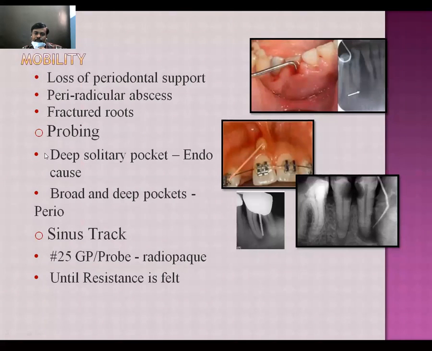So whenever you probe, solitary periodontal pockets are present in endodontic cases. If the pockets are broad and deep, then it is an involvement of the perio. So track the sinus with a gutta percha and take the radiograph. As we see in the picture, the gutta percha, through the sinus tract, has reached the apical area of that particular tooth.